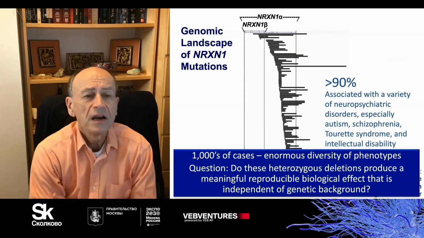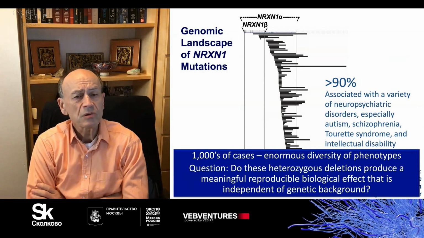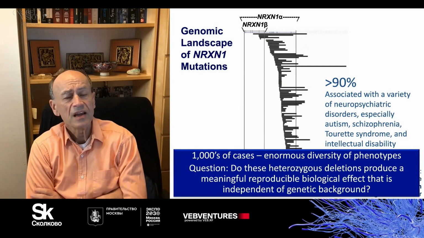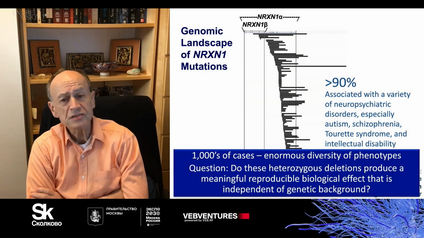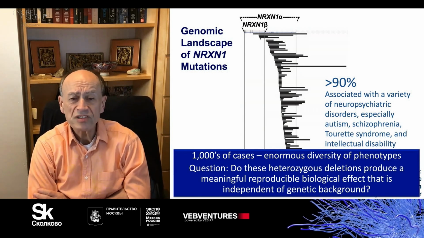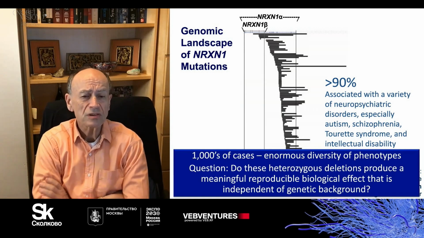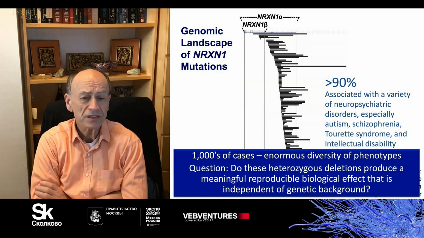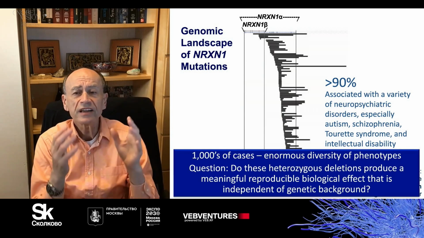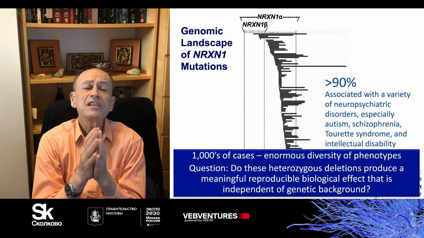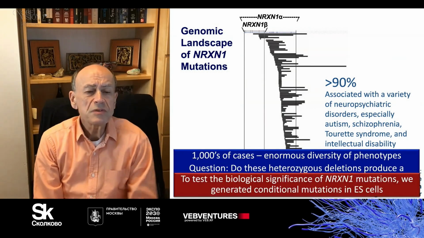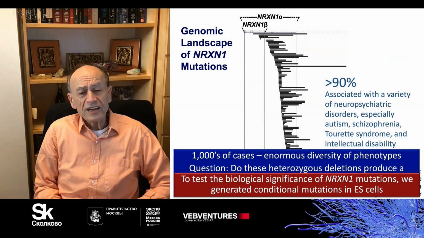And as it turns out, in these thousands of cases that have been described, there's no clear correlation between the exact mutation and the disease. In other words, any mutation can predispose to any disease, and we don't understand why that is. So the big question is, do these heterozygous deletions produce a meaningful, reproducible biological effect that is independent of genetic background? Are they relevant, or is this an epiphenomenon, especially since they're heterozygous, so there's another normal allele in the patient present? And so to test this question, we used human neurons that we generate from ES cells.